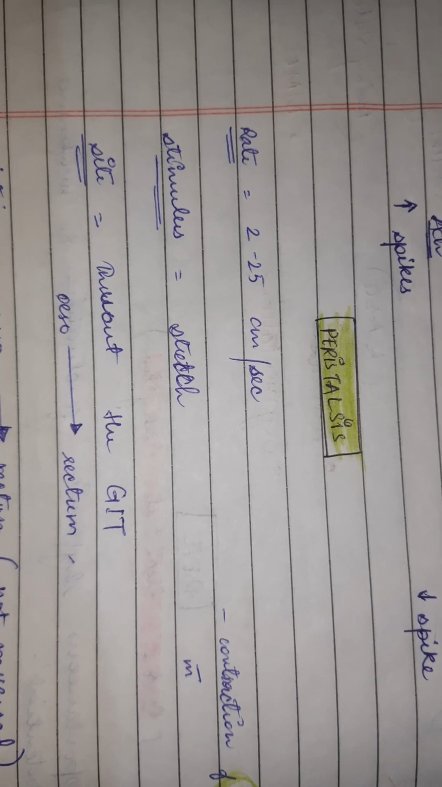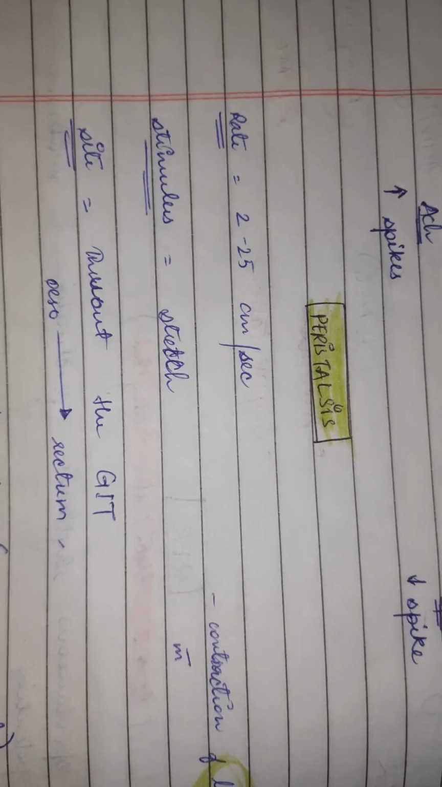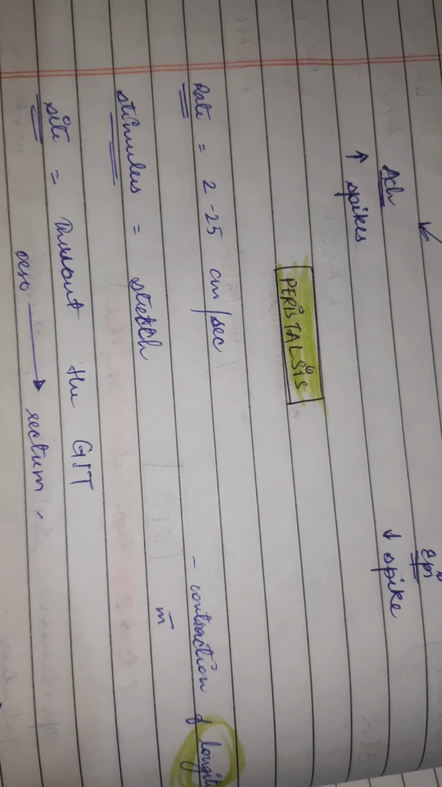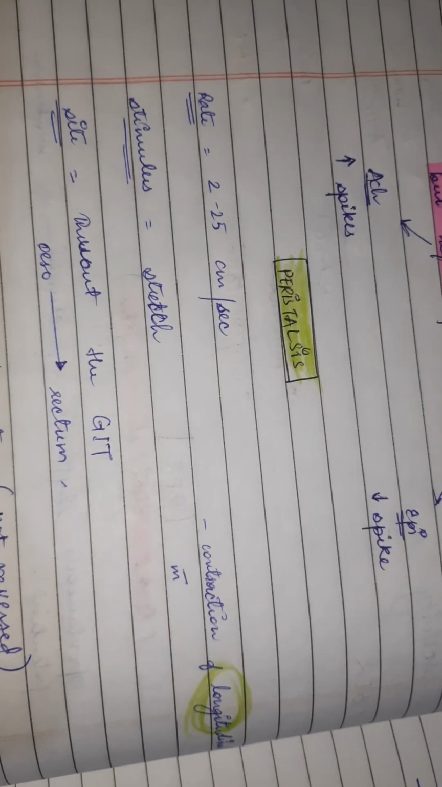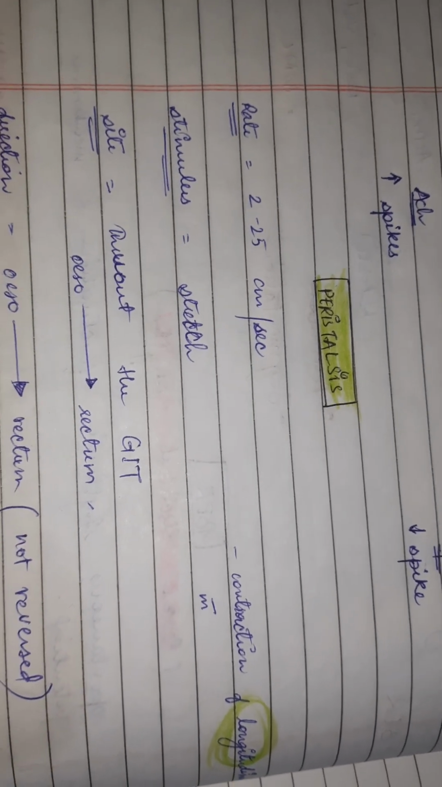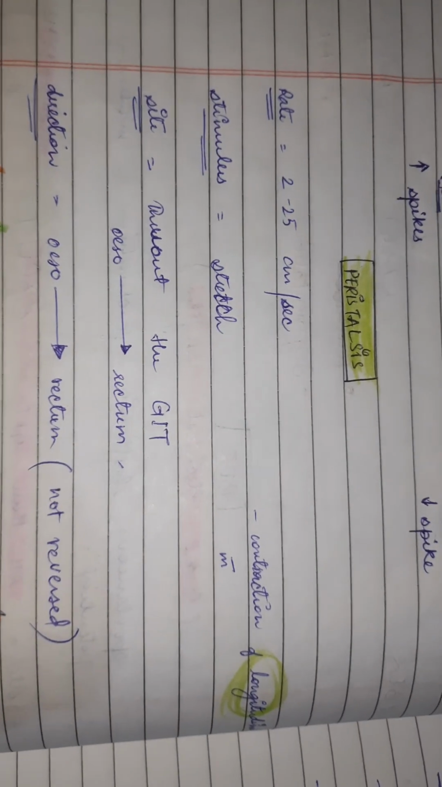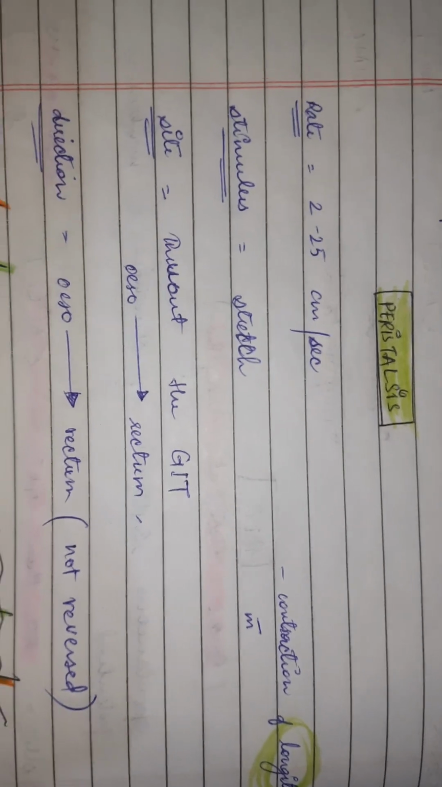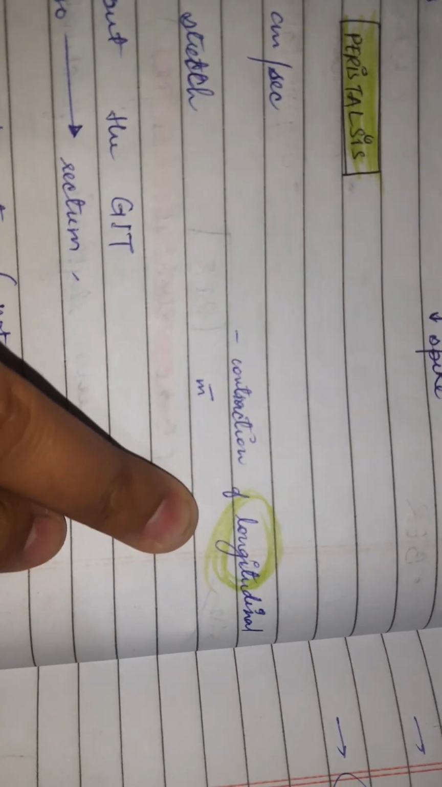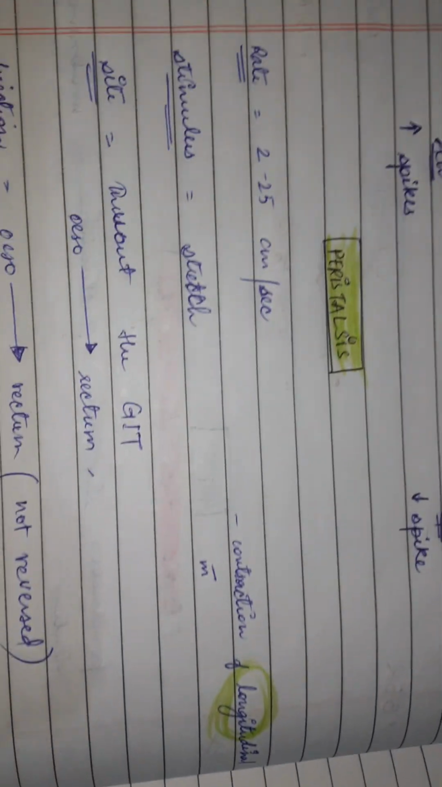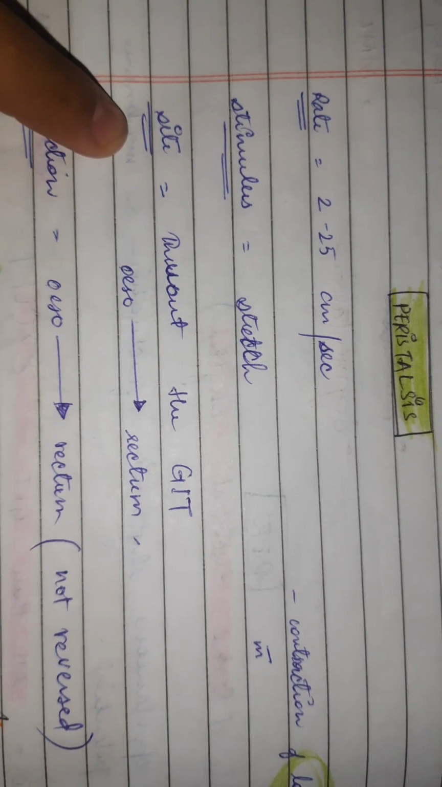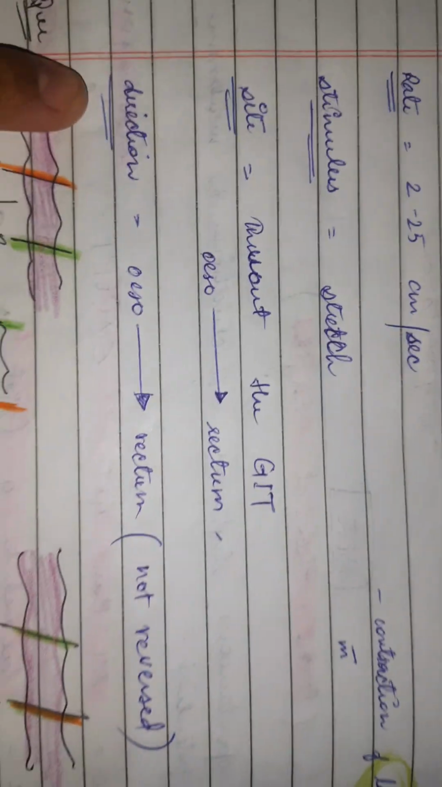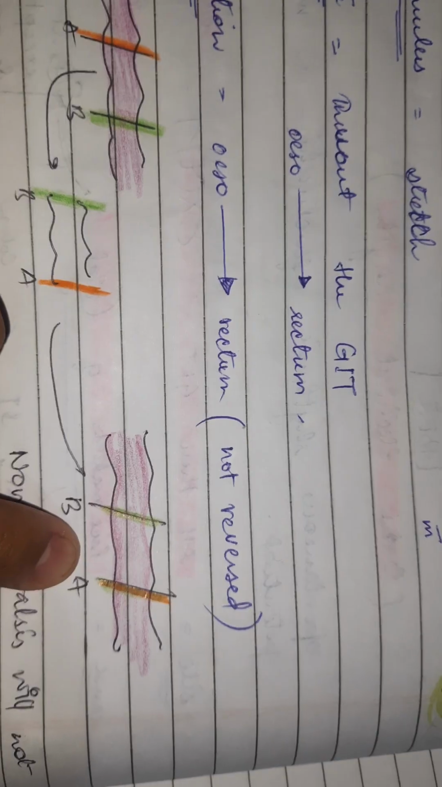Then peristalsis is the second motion, which is seen in the fed state. When we eat, peristalsis movement occurs. We all know what peristalsis is. Its rate is 2 to 25 centimeter per second. In 1 second it goes like 2 to 25 centimeter. It works by contraction of the longitudinal muscles, and it is stimulated by stretch. The site is throughout the GIT, esophagus to rectum. The direction is esophagus to rectum, not vice versa.